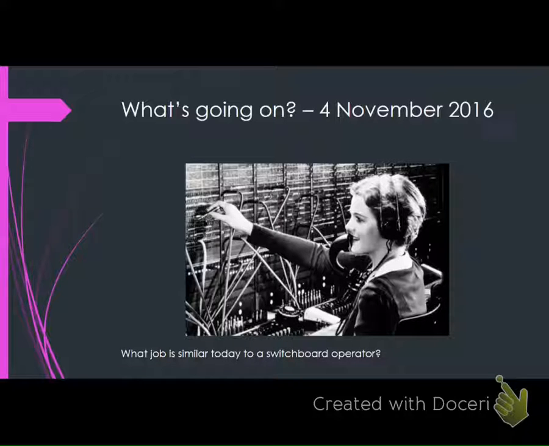Okay? What job is similar today to a switchboard operator? Well, operators nowadays still do the same thing. Okay? If you were to call the main office of Latin Child's Middle School, Mrs. Emerson would answer the phone and she would ask you, what exactly are you calling for and who do you wish to speak to? She would then transfer you there.